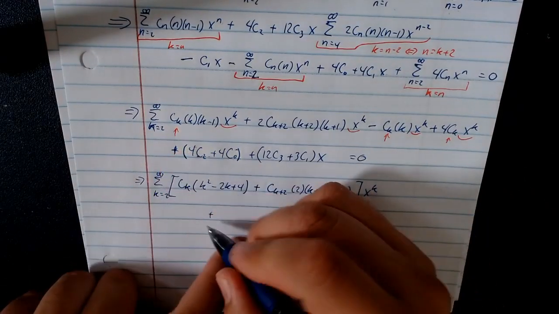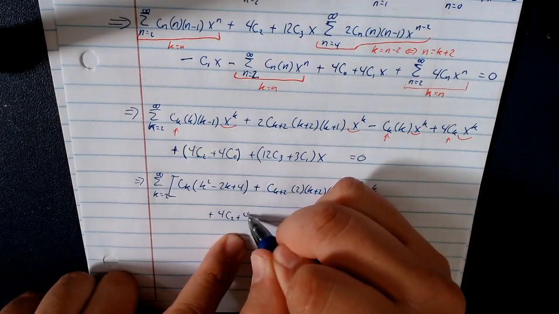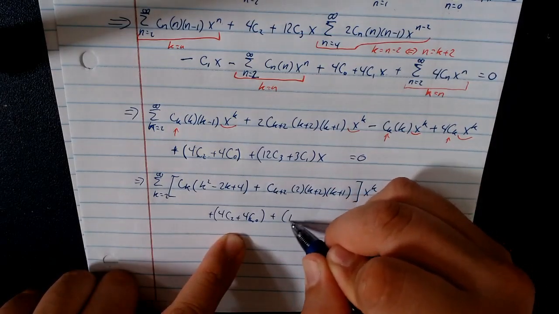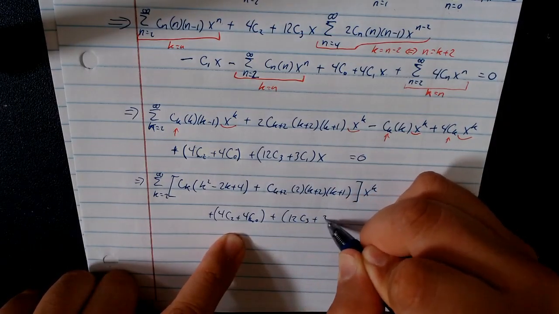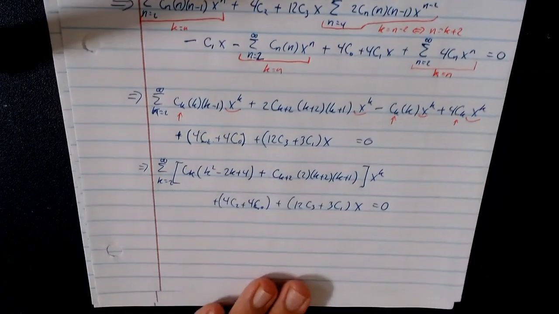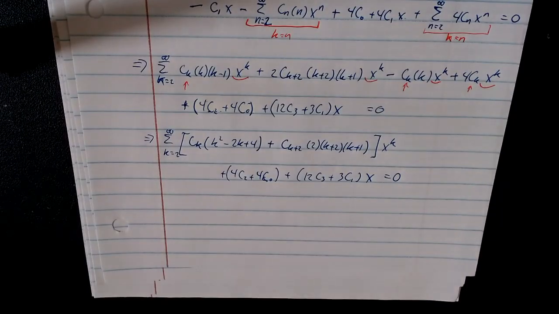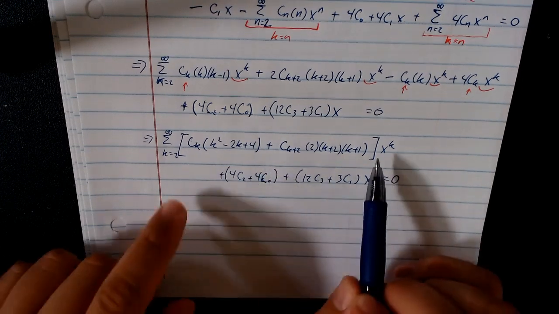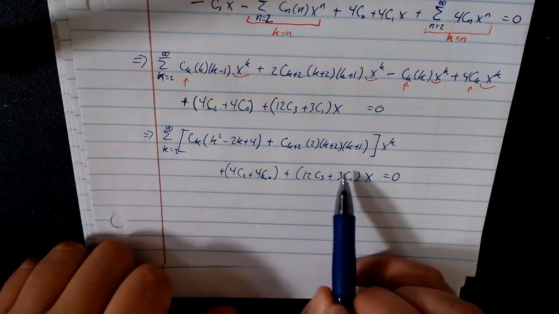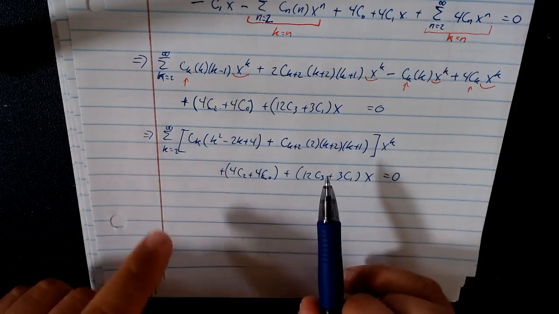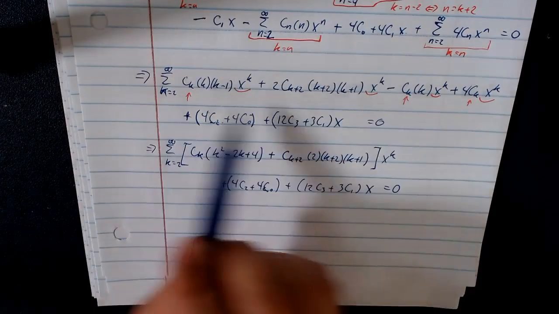Plus, and I'm just going to copy this stuff down here, 4c2 plus 4c0 plus 12c3 plus 3c1x is all equal to 0. And that's condensed it down as much as it's going to go. But now, just like in the last example, we can tell, oh, well, this is constant. There are no other constants anywhere in here. This is linear, power 1. And then here, this will be power 2, and then 3, 4, 5, 6. There are no more like terms. We did a good job of combining everything we could.